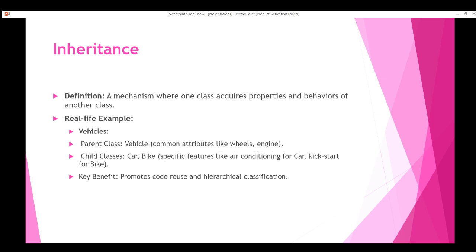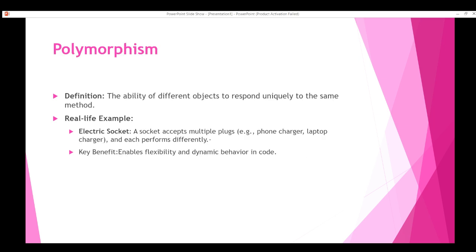These inherit the common features, attributes and behavior of the parent class, like wheels and engine. A car has four wheels, and a bike has two wheels and a kickstart mechanism. This allows child classes to use the parent code for a specific use case. The key benefit of inheritance is that it promotes code reuse and hierarchical classification, making it easier to manage and extend.